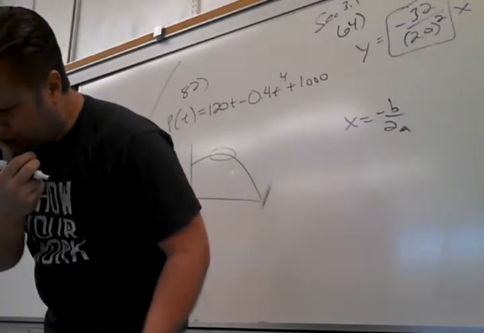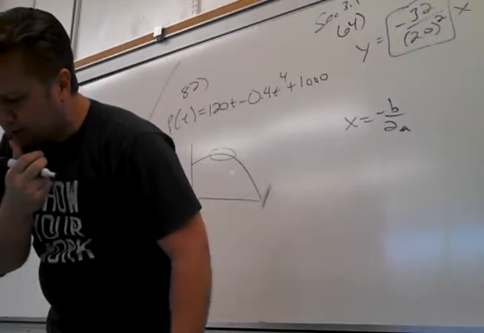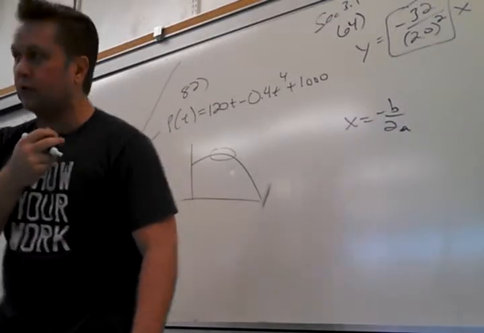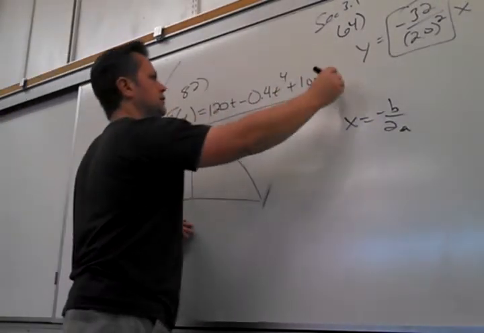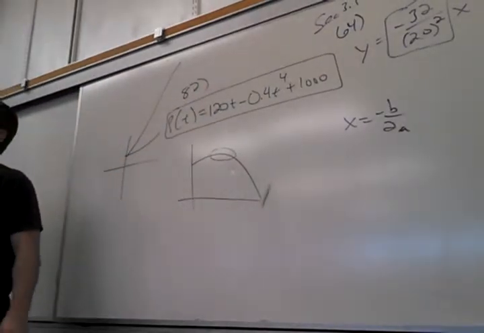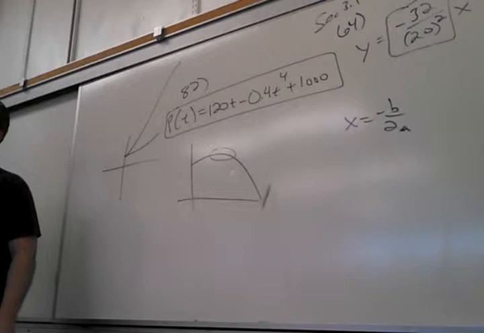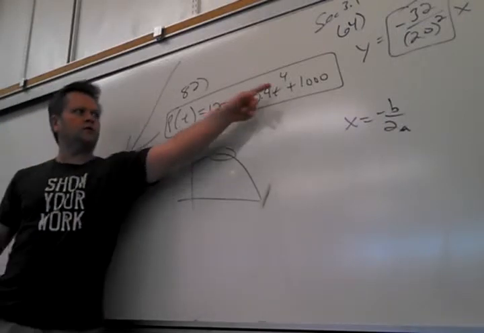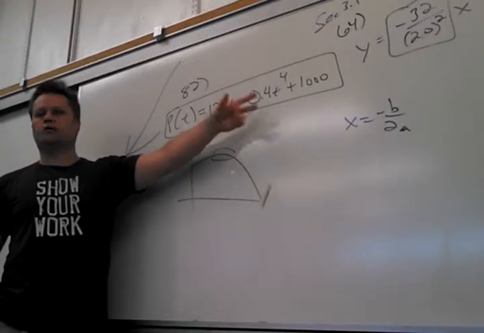What are they asking here for? When is the maximum population attained? And what is that maximum population? Now, can you do this by hand? Is this quadratic? Yes. No. Why is it not quadratic? Yeah, it's degree 4. And no, it's not.